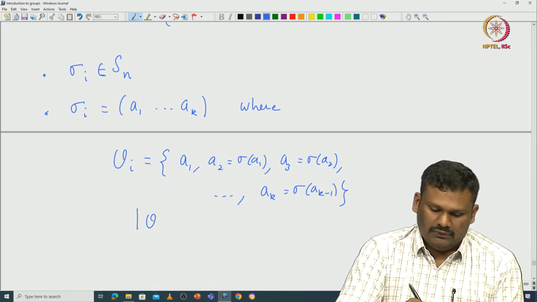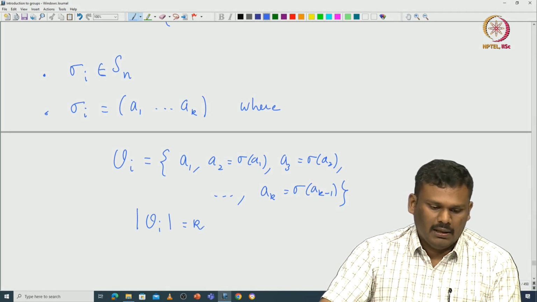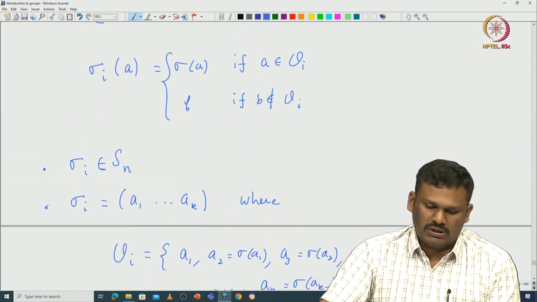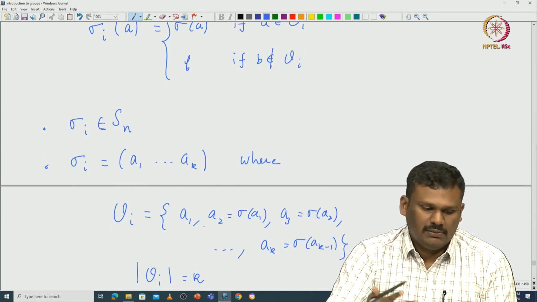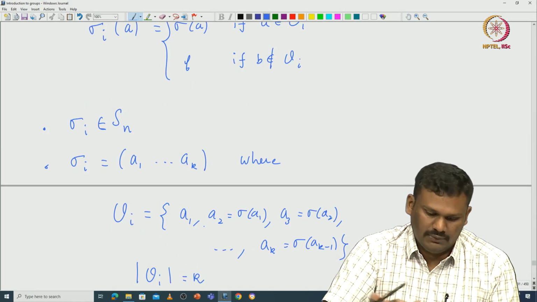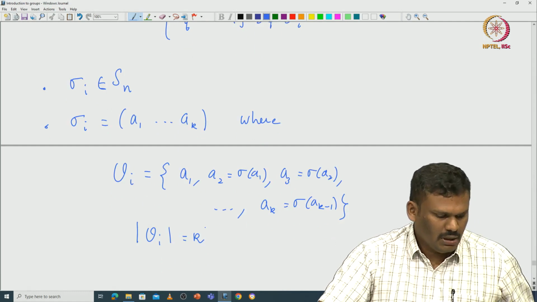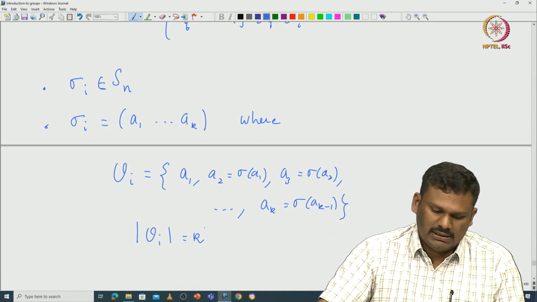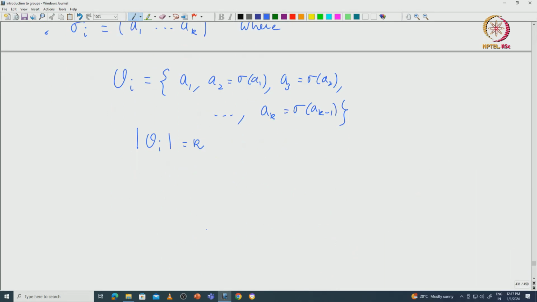And the cardinality of this O_i is nothing but k. So basically the sigma_i just permutes all the elements in that orbit, and since sigma_i is nothing but sigma there, they just coincide with the same action. Now all these orbits are disjoint. That simply says that all these sigma_i's are mutually commuting. Let us say there are r orbits.